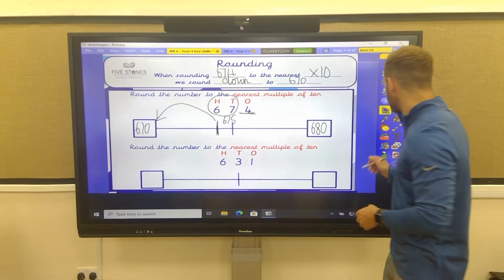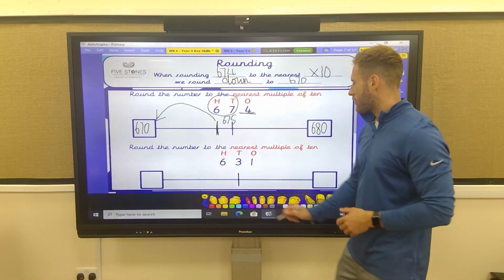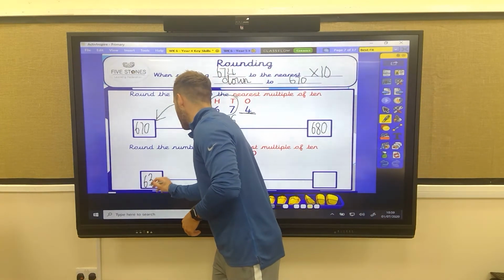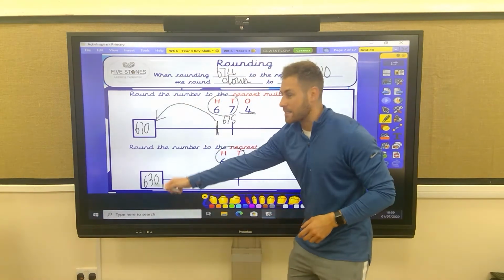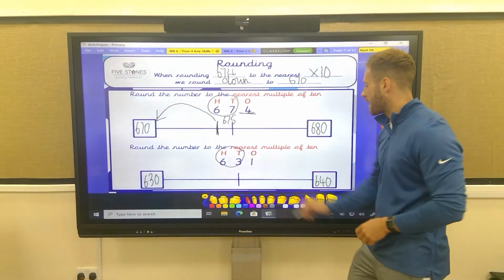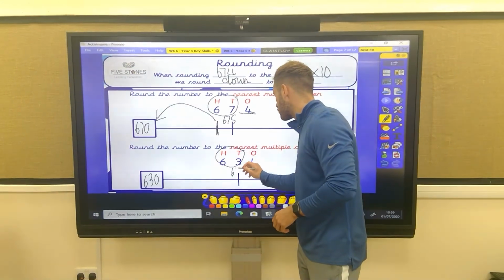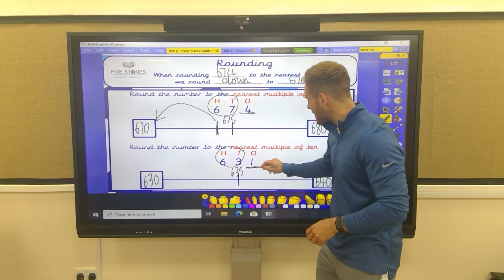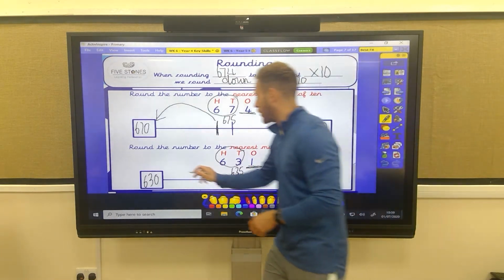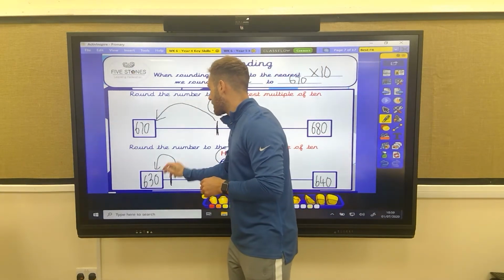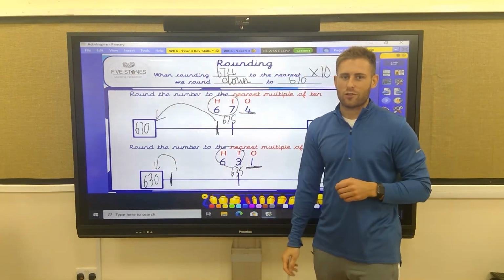Great, so which current multiple of 10 are we at? We are currently at 630, fantastic. Next multiple of 10 would be 620, 630, 640, fantastic. Our midline would be 635, but this number is actually only 631. So we know it's quite early on our number line, meaning that we need to round down to 630.